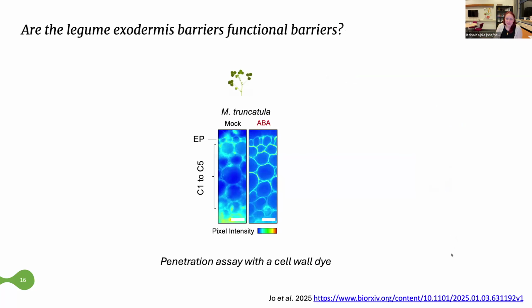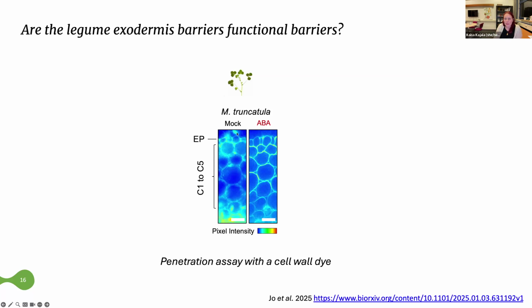Then going to, so that was the phenotype, but then going to the function. So we also wanted to test if the exodermis in this species works as a functional barrier. So we carried out a penetration assay where we tested if the exodermis can block the diffusion of propidium iodide. So we treated entire seedlings, or we basically put entire seedlings in PI stain for a short period, and then rinse them many times to get rid of the excess dye. And then we sectioned and imaged where the dye had penetrated.